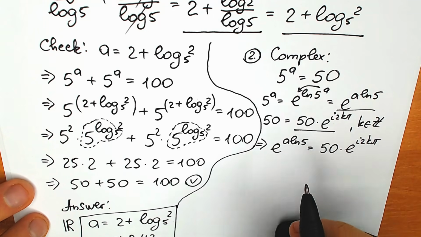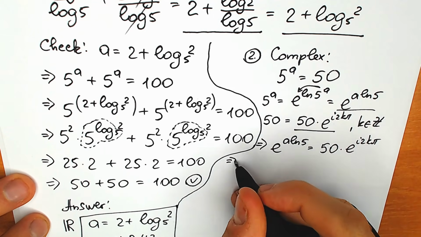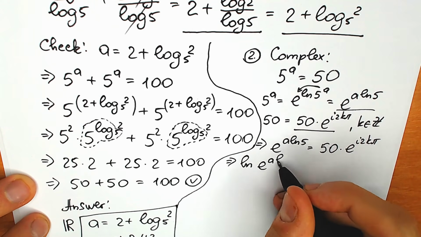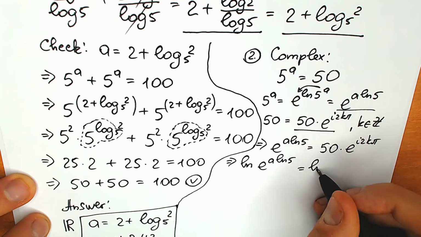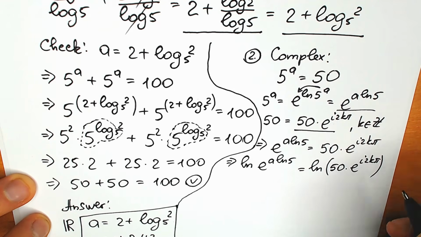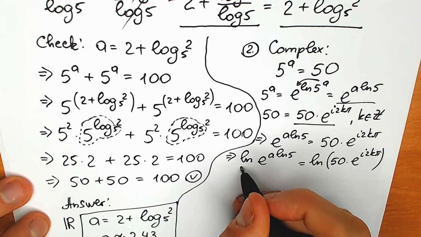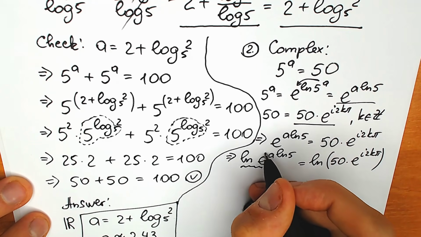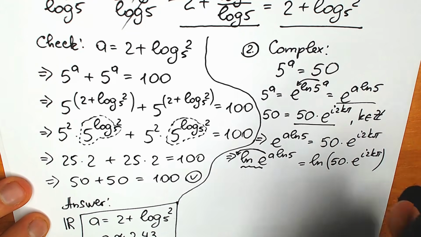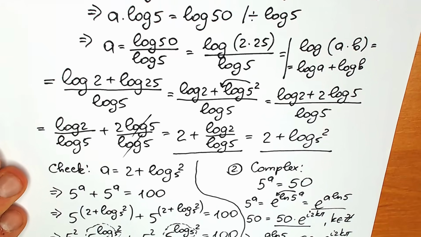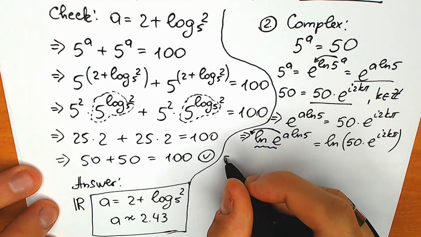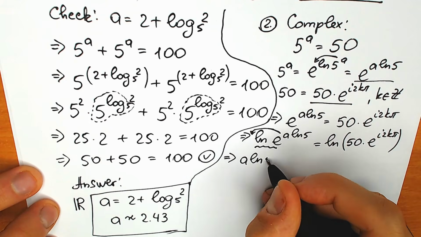How can we simplify it? First of all, let's apply log on both sides, natural log. So we have natural log of the left side, e to the power a natural log 5, equal to natural log of this expression, 50 times e to the power i 2k pi. Really great. But right now, natural log e equals 1, and this power we can write in front of this natural log in terms of the power rule. I showed this rule before multiple times, so we can easily use it. So we have only a natural log 5 on the left side.